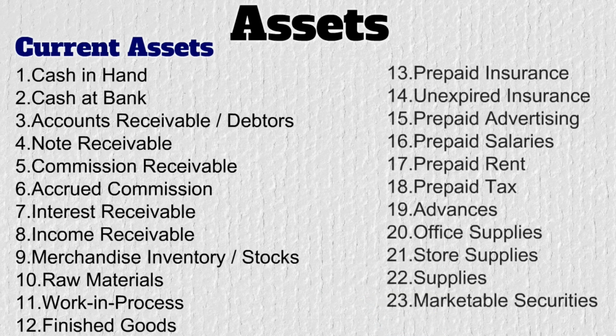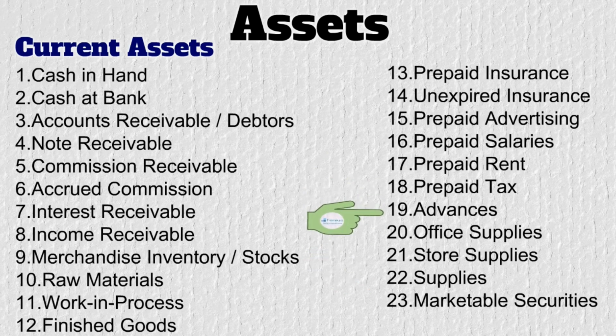Next accounts are prepaid, unexpired or advances. So if you see prepaid insurance or unexpired insurance, what this means is we have paid the premium but we have not utilized the insurance. The next is prepaid advertising. Prepaid advertising means we have paid the advertising fee in advance but we have not utilized the advertising. Prepaid salary means you have paid advance salary to your employees. Prepaid rent means the rent you have given in advance to your landlord, and prepaid taxes means the taxes you have paid in advance to the government agencies or to the government organizations.